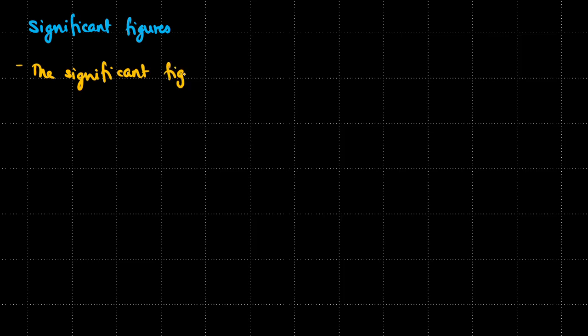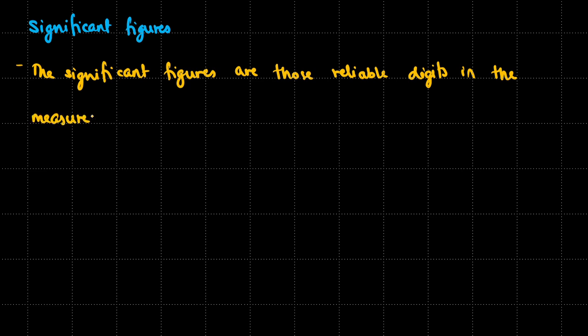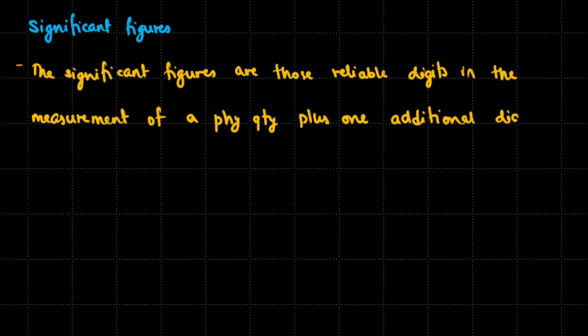The significant figures are those reliable digits in the measurement of a physical quantity plus one additional digit that is uncertain.